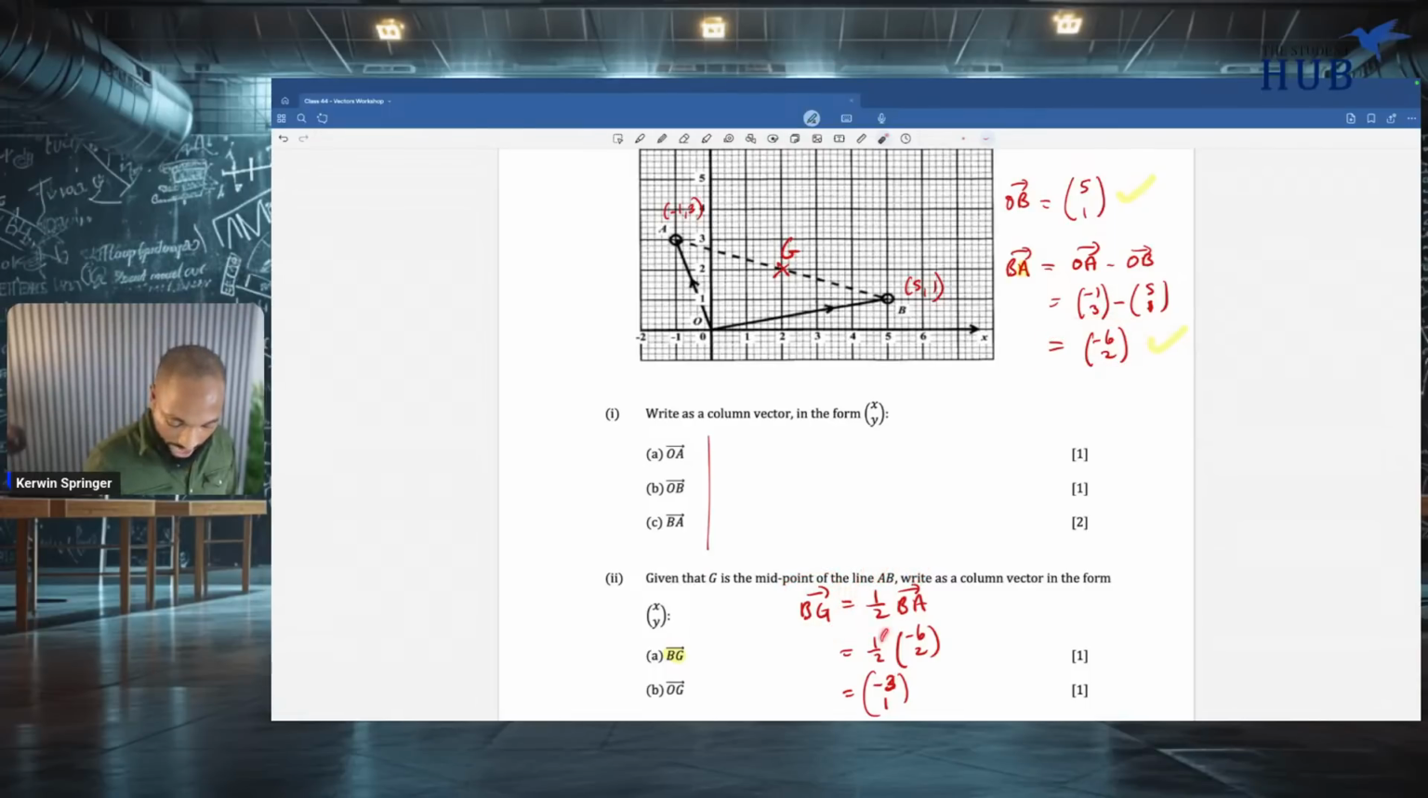So I just found half of this. Half of negative 6 is negative 3. Half of 2 is 1. Good? Everybody find back the way there? And then OG is that. That's what OG is. OG is like going from O to B, which I already know, and then I go from B to G, which I just found.